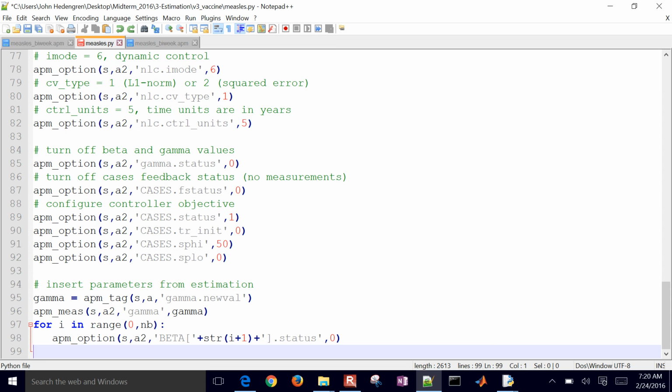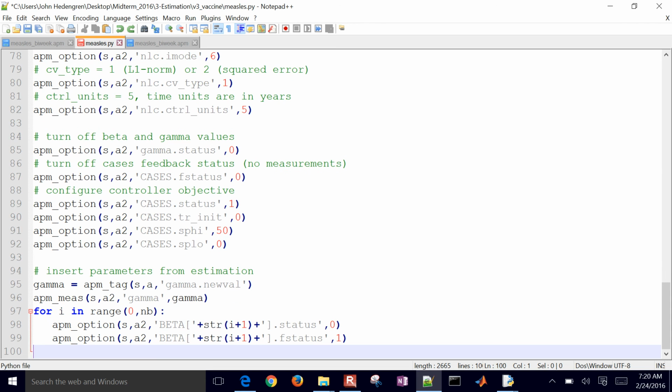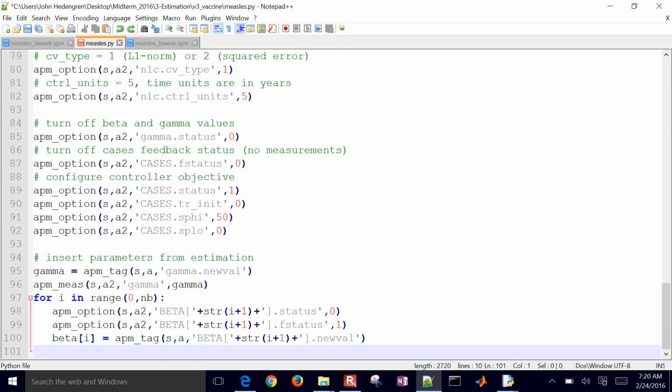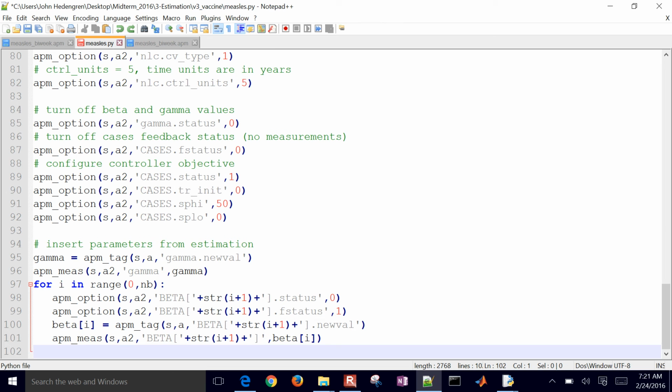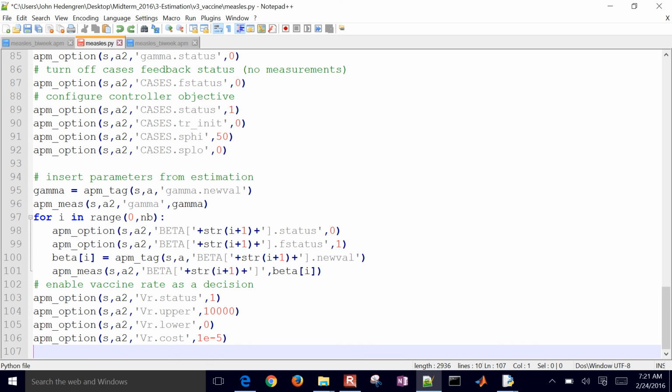Okay, and then I'm going to do the same thing for the beta values. I have the status off already. I just did that again. Turn on the feedback status, so I'm going to use that measurement. Okay, and then go ahead and grab the beta values. I'm just going to get all these beta values and store them in a vector array, and then insert those back into the new application. So kind of like I did right here, where I just retrieved the value and then put it back into the new application. I'm doing that same thing here.